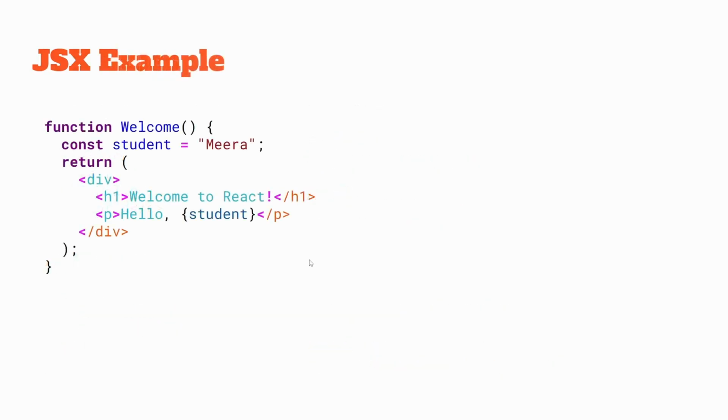This is a JSX example. Okay, so here I'm creating a component called welcome, and inside that welcome component I have created a variable called student, which is storing a value Mira. And now this is the JSX that I'm returning, and here I'm writing in an h1 welcome React, and here I'm just printing the name of the student. This is simple JSX.